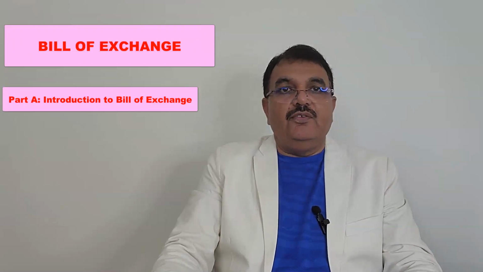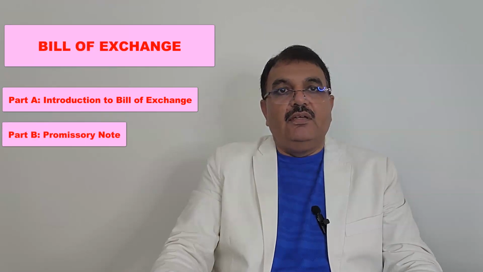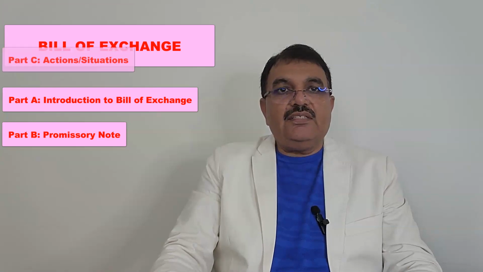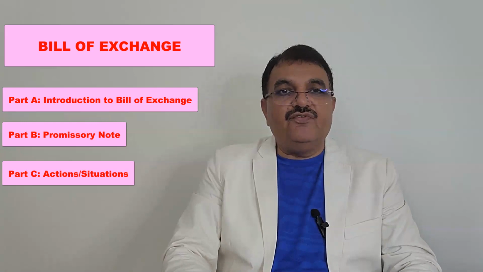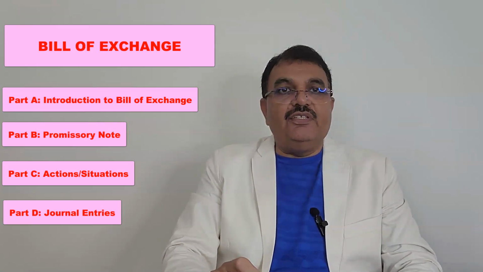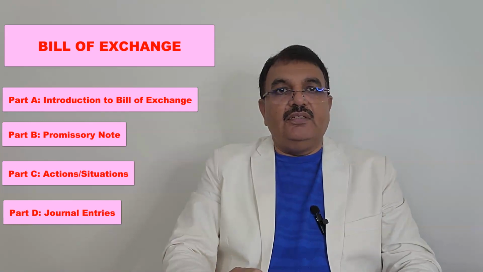I will cover this topic in four parts. Part A, Introduction to Bill of Exchange. Part B, Promissory Note. Part C, Actions or situations falling in the scope of Bill of Exchange. And Part D is about journal entries associated with Bill of Exchange. Let us begin our topic.